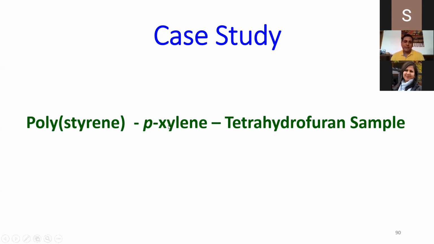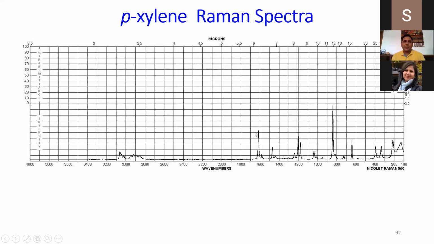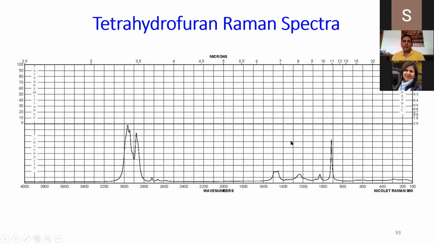Due to your constraints. So you see here, this is the Raman spectra of polystyrene. You see several Raman peaks here. Next one is paraxylene, which has several peaks. Next one is tetrahydrofuran. These are for the pure compounds. Now you see that several peaks are present in each of them.